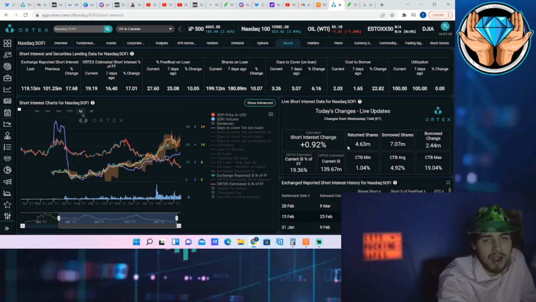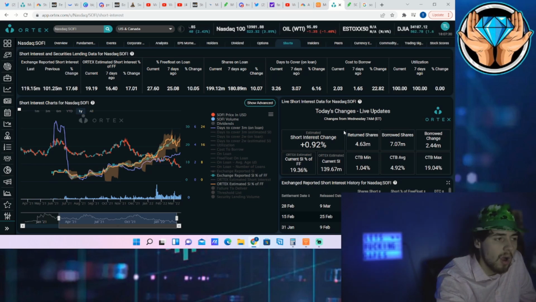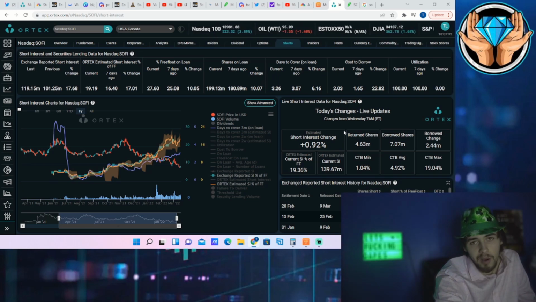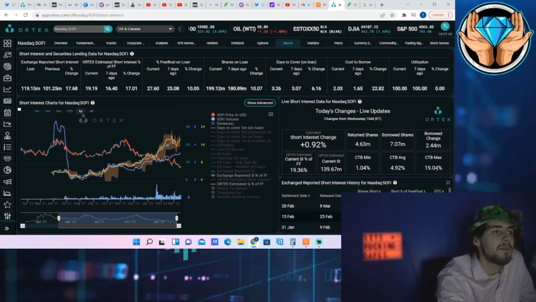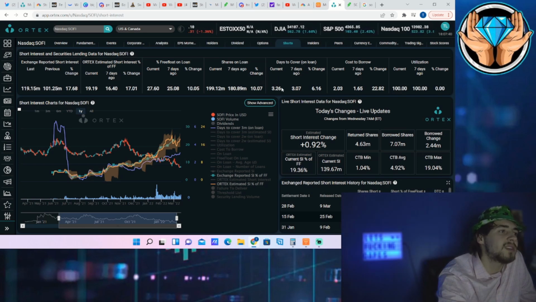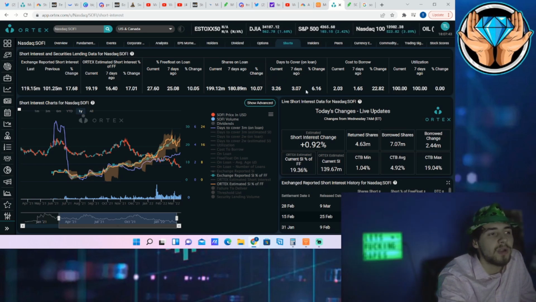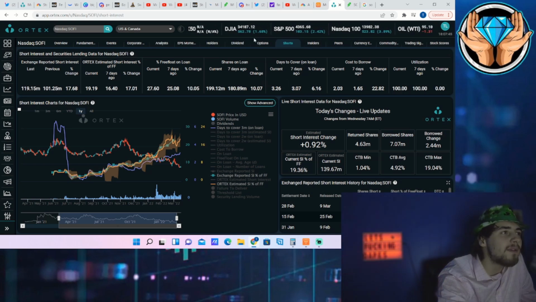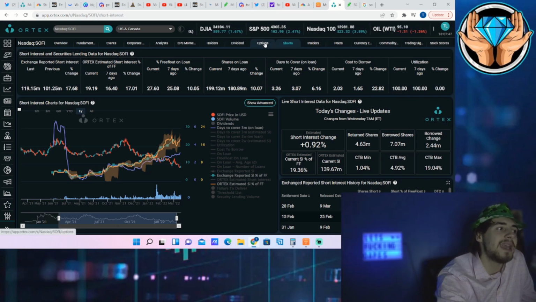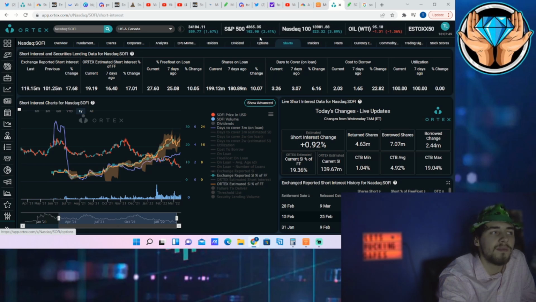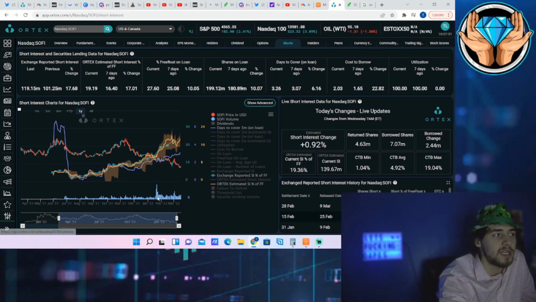SoFi, AMC, DraftKings, Affirm, PayPal, Square, all of these companies that you already know about, you're probably invested in, but at the same time, they are going to see a big move to the upside. So pretty interesting right there. The days to cover sitting at 3.26. I really don't think we're prone for a short squeeze, but if we do see a rally to the upside, it could definitely cause one, or at the very least cause buying power to come into the stock.